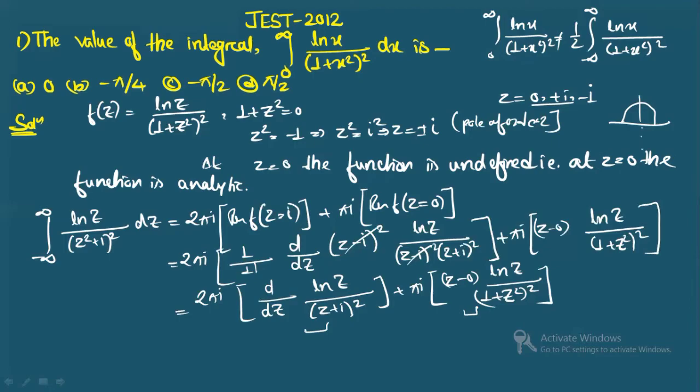Okay, so now what we will do, first we will see the residue. Okay, residue for the function at z equals to 0. So what you were having, it was z minus 0, it was ln z in the numerator, the function, and it is (z square plus 1) whole square.